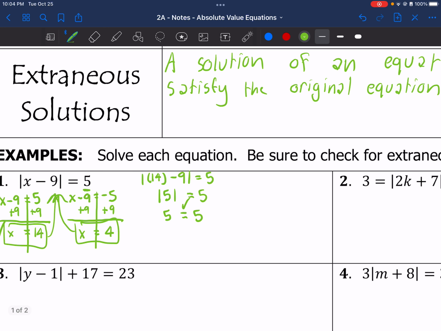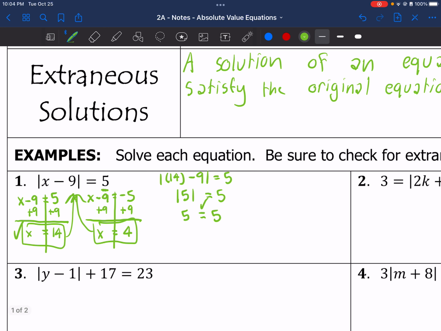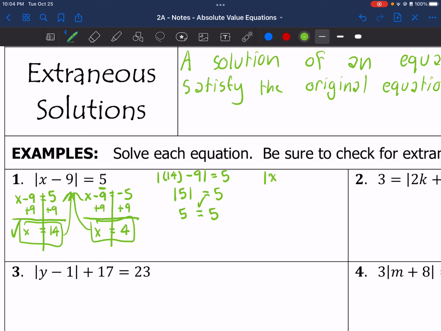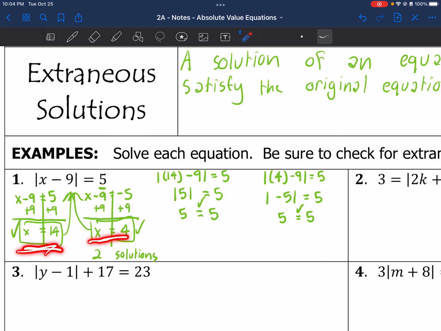Now we're going to do the same thing, but instead of x is equal to 14, we're going to set x is equal to 4. So instead of putting x, we're going to do 4 minus 9 is equal to 5. Now we have 4 minus 9, we get negative 5. The absolute value of negative 5 is just 5. So we get 5 is equal to 5. Since that also works, we know that x equals 4 is a solution. So here we will have two solutions: x is equal to 14 and x is equal to 4.